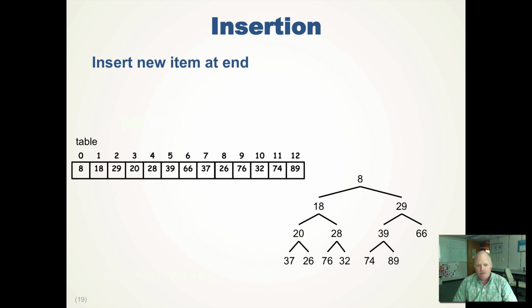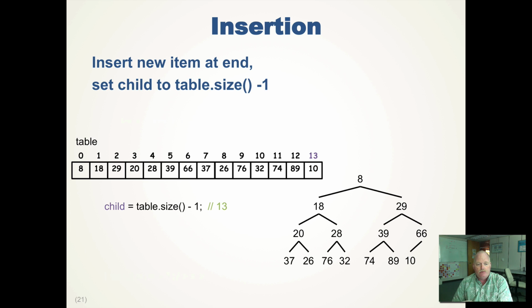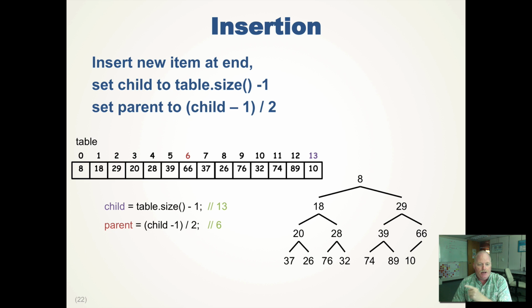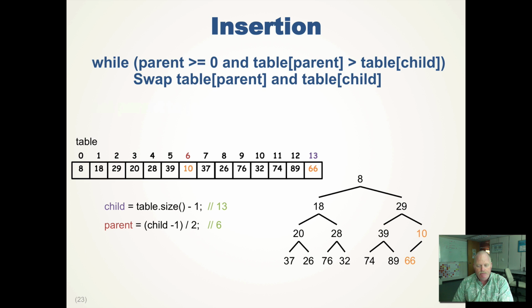So how do we insert using an array? Well, what was the first step in insertion? We add it to the end. So what is the end of this array? It's actually the 13th item, because that's the end. So now we check to see whether or not 10's parent is larger than 10. So we calculate the child to be 13. We find out who the parent is. We can do the math to see whether 10 is less than 66. If it is, swap them.